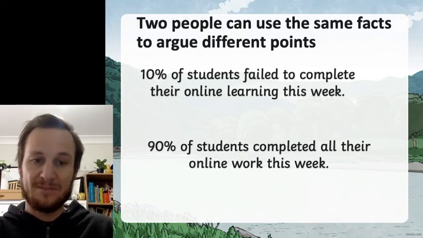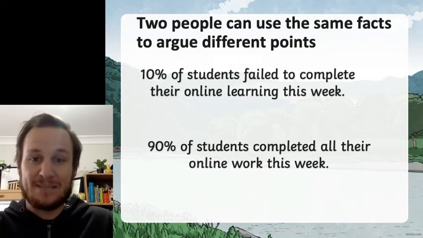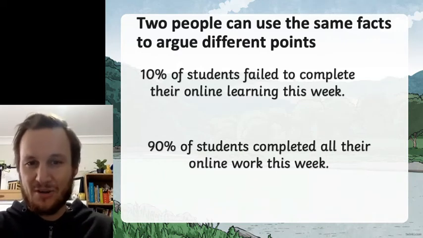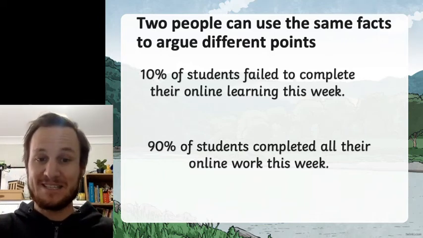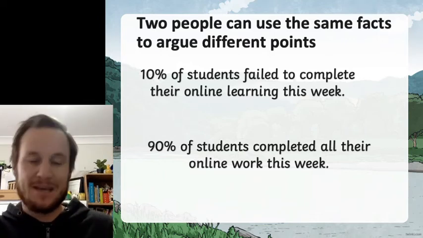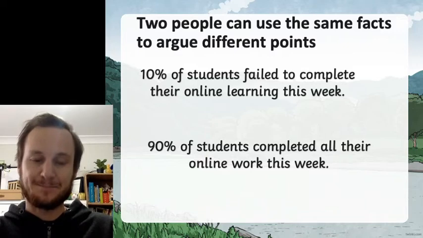Whereas the other person on the flip side said, did you know that over 90% of students completed all of their online work last week? So you can use the same facts, but you can put a spin on it that makes those facts look like they're for your argument, but the other person might be arguing the same facts, but for a different argument. They're still facts as it is. It's about the other things that go around it, which is next week's lesson, which is about bias.